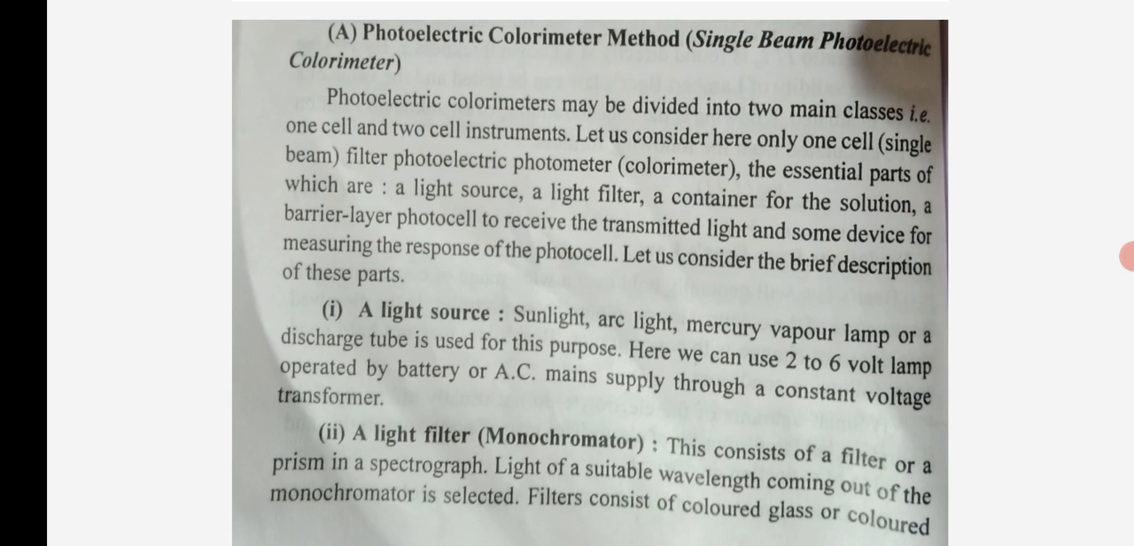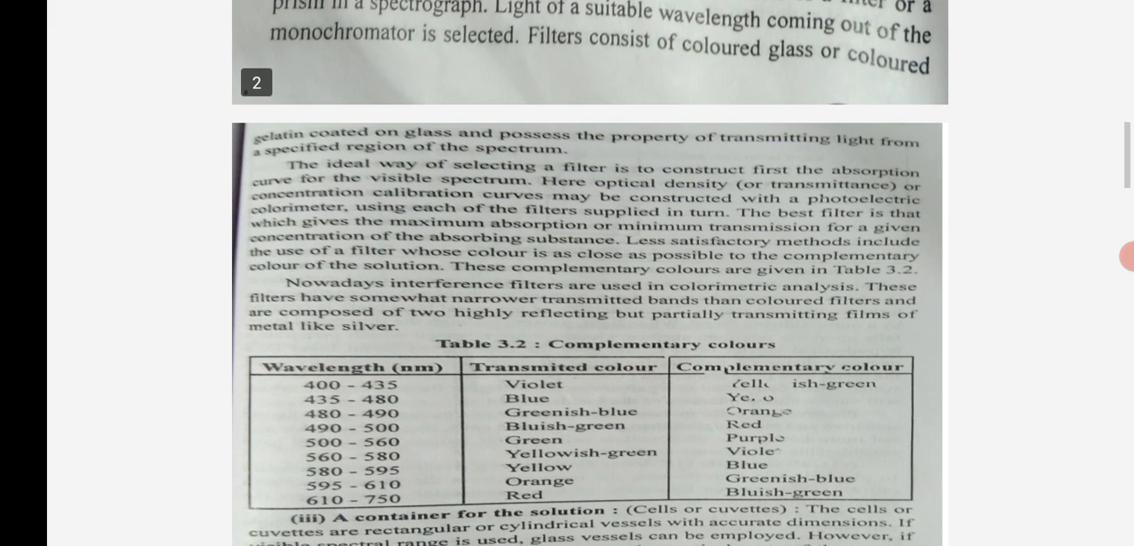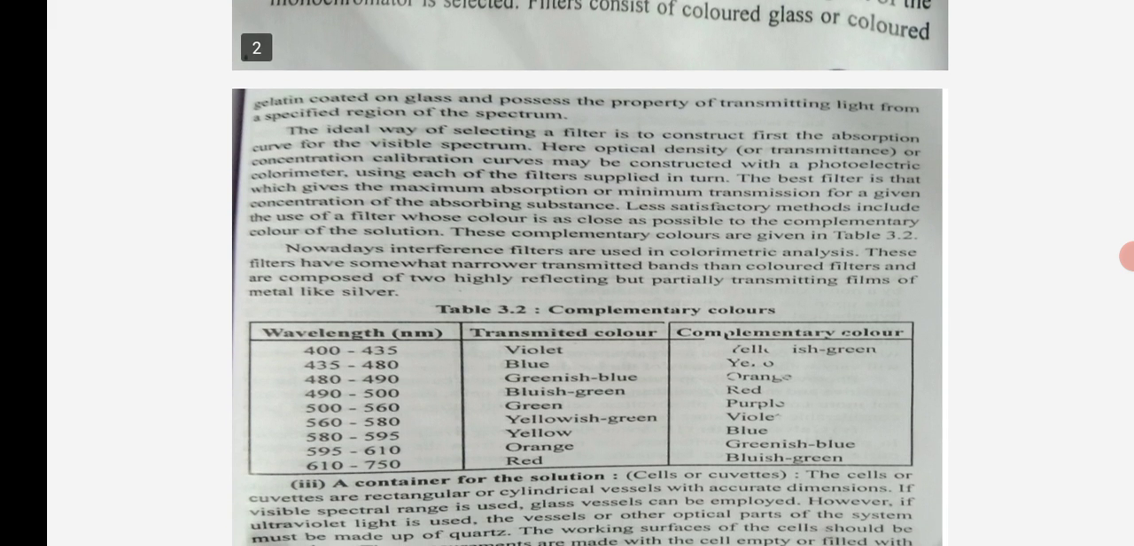Second, a light filter, that is a monochromator. This consists of a filter or a prism in a spectrograph, and light of a suitable wavelength coming out of the monochromator is selected. A filter consists of colored glass or colored gelatin coated on glass and possesses the property of transmitting light from a specified region of the spectrum.